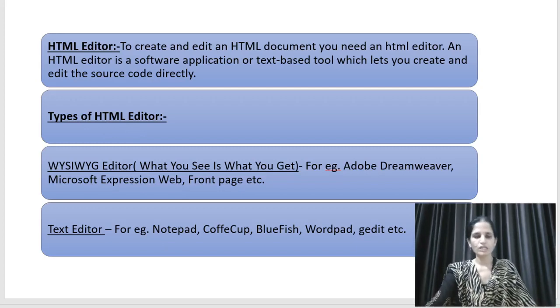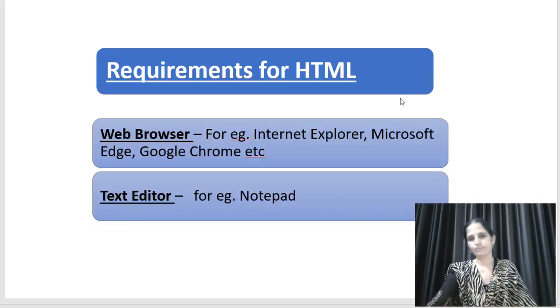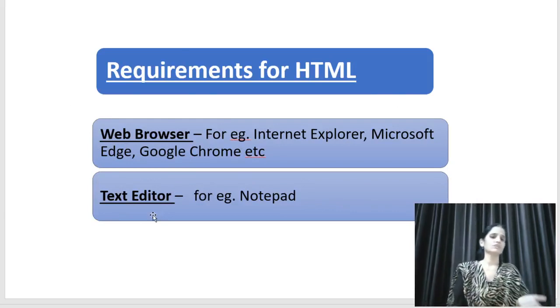So when we want to create any HTML page, we require two things. One is your web browser and second is your text editor. What do you mean by the web browser and what do you mean by the text editor? Web browser is an application software program where you can access the internet.